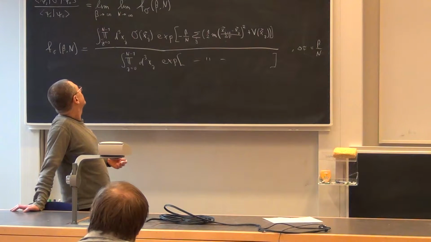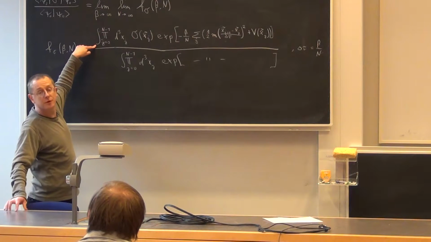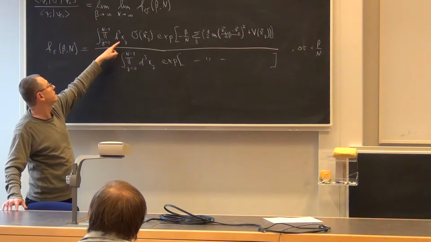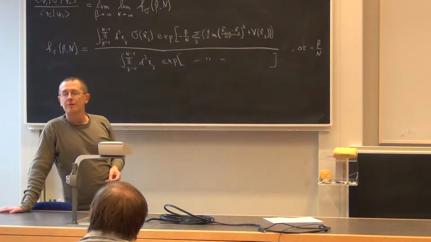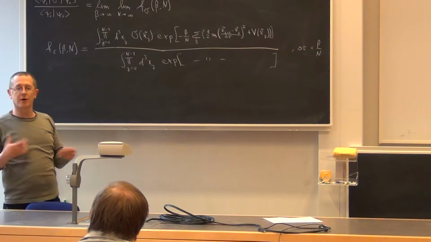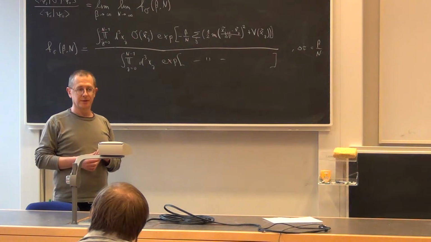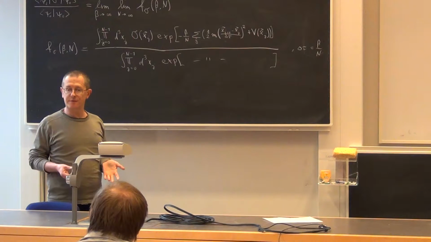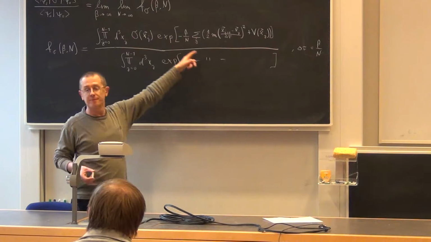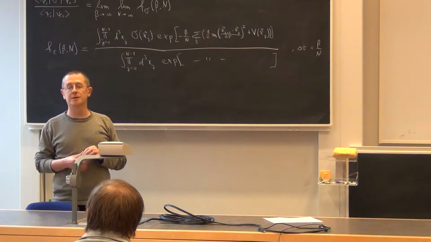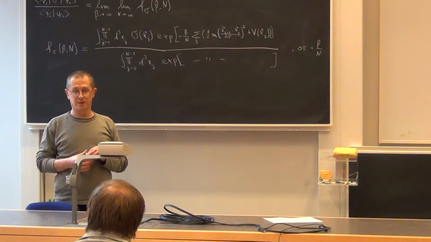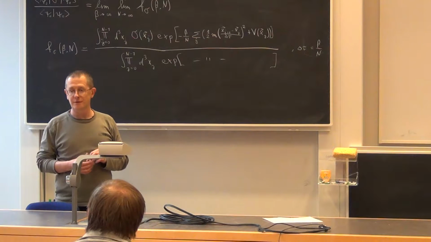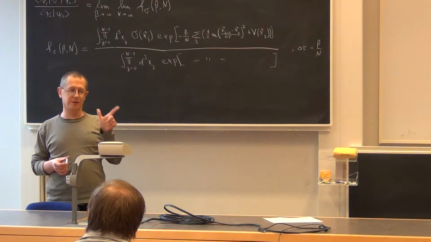So, let me be specific here. These are integrals from minus infinity to plus infinity for any variable here. It blows up. So it can go wrong if it blows up. So let's convince ourselves that the integrand does not blow up, that the integrand has an upper limit. And there are two things which can happen.